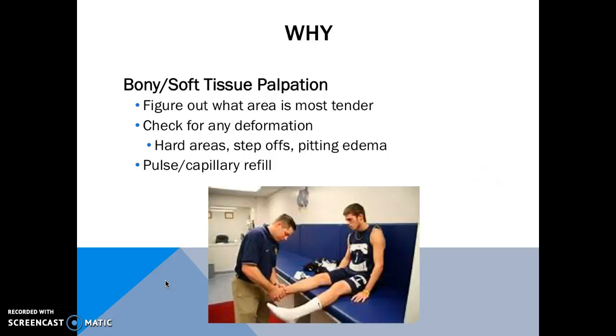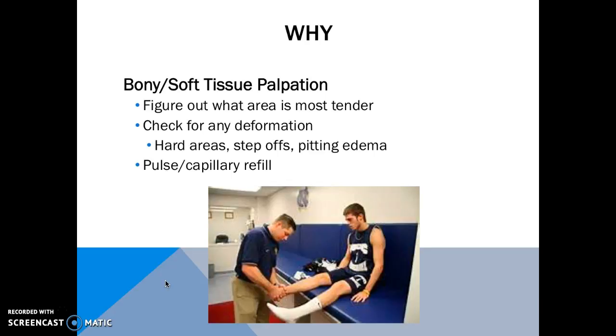So then after that, I start with my palpations. I figure out what area is most tender. I try to figure out, okay, is that directly on a bone? Is that on a ligament? Is that on a muscle? And then I check for any deformation. So really dig deep in there.